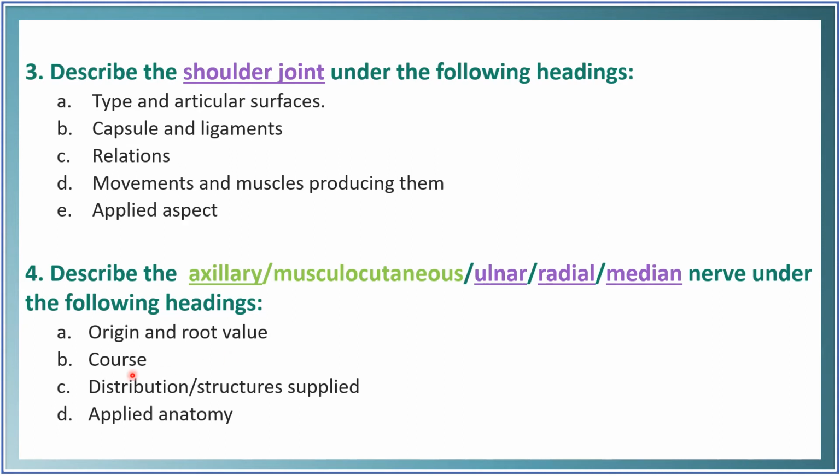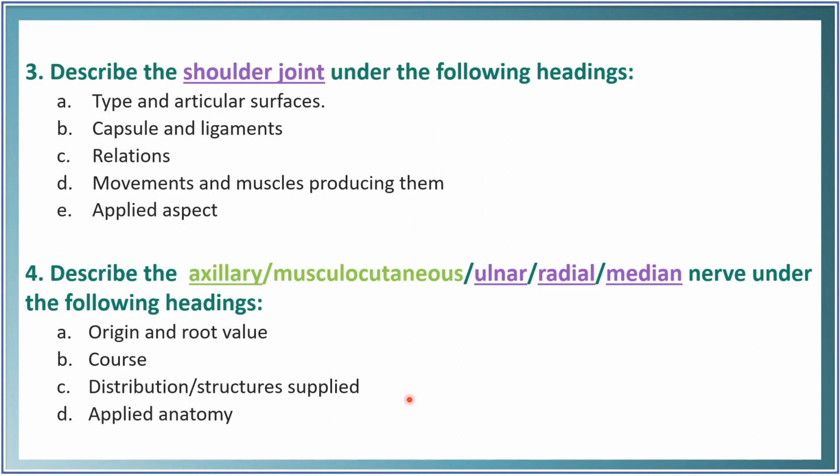Then course. When you describe the course, most of the students write sentences after sentences. Instead of that, saving time, because you have a limited time, what you can do is practice making flow charts, right? So that makes life easy for you as well as for examiner. Then distribution, or it could be structures supplied, that is same. Now this you should mention under 3 headings, and these are the motor supply. That means the muscles supplied by these nerves. Second is cutaneous innervation or sensory supply. That means the skin area which is supplied by that particular nerve.